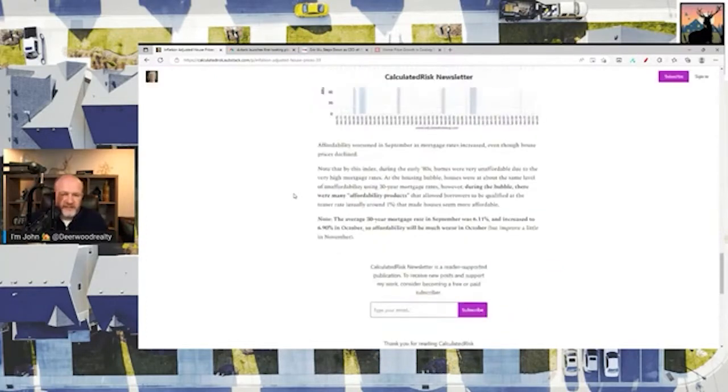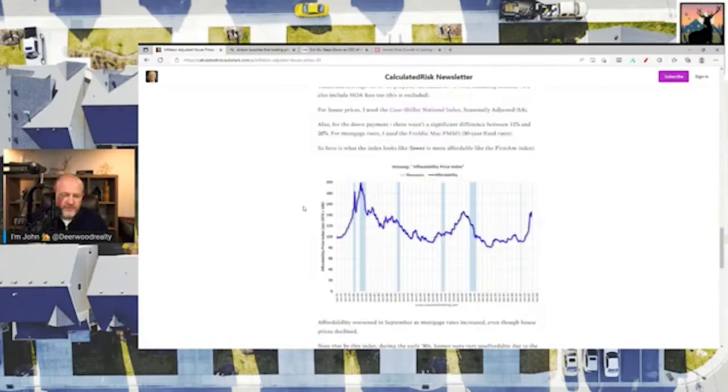Note that in this index, during the early 80s, homes were very unaffordable due to the very high mortgage rates. At the housing bubble, houses were at about the same level of unaffordability using 30-year mortgage rates. However, during the bubble, there were many affordability products that allowed borrowers to be qualified at the teaser rate, usually around 1%, that made houses seem more affordable. Note the average 30-year mortgage rate in September was 6.11%, increased to 6.90% in October. So affordability will be much worse in October, but improve a little in November.